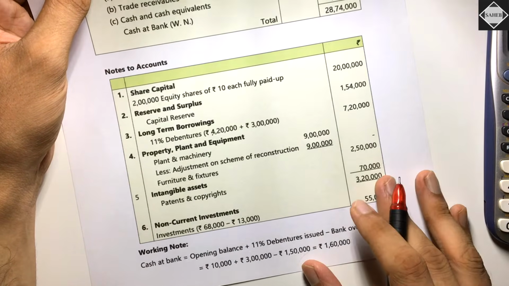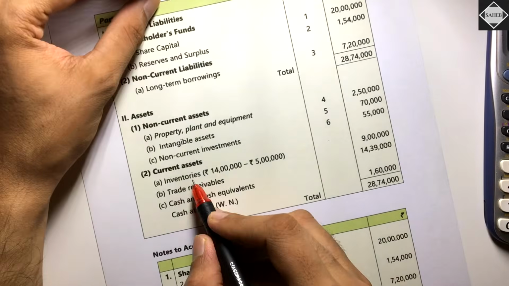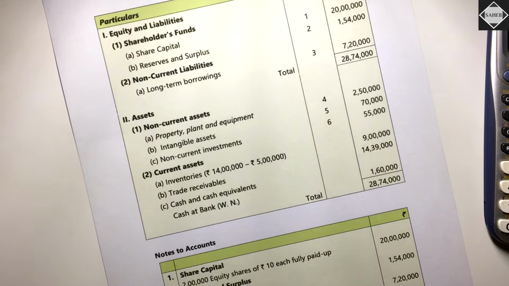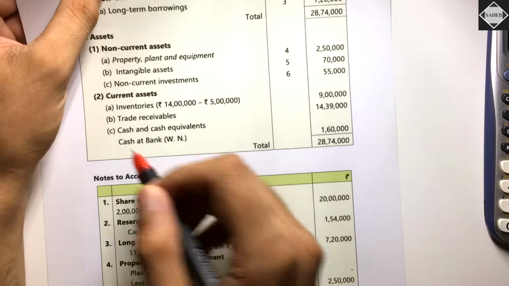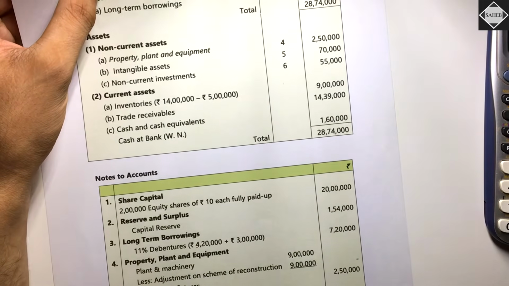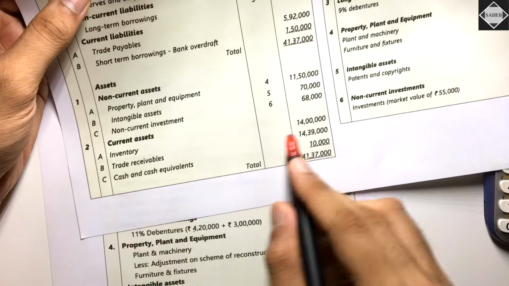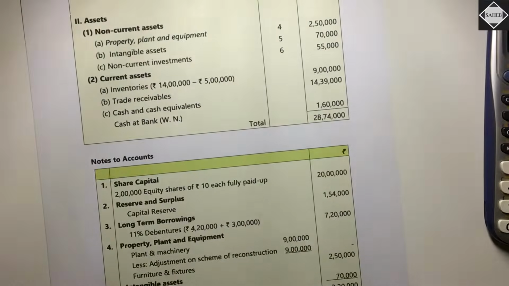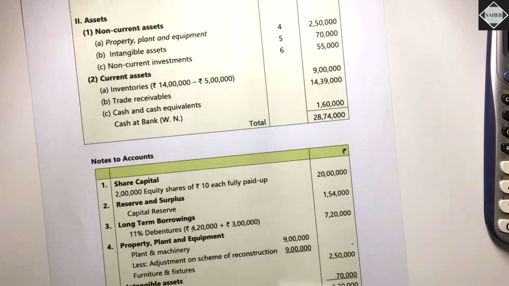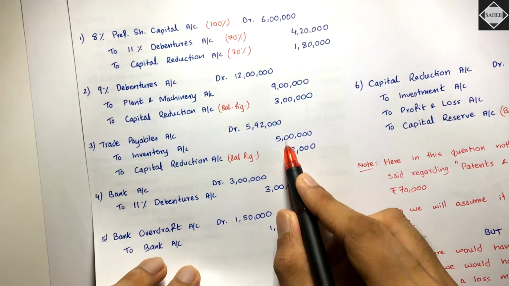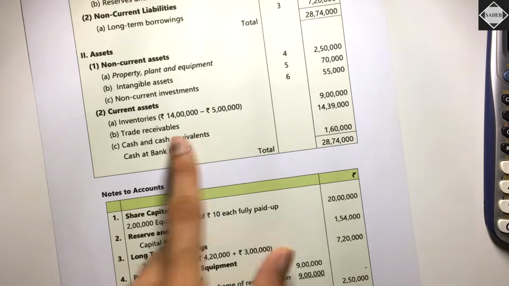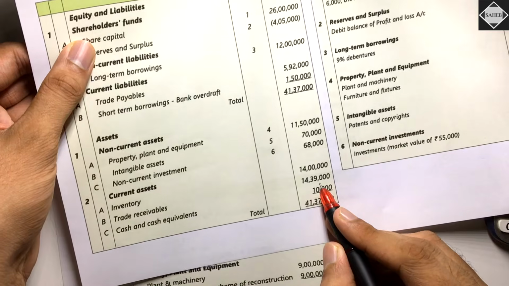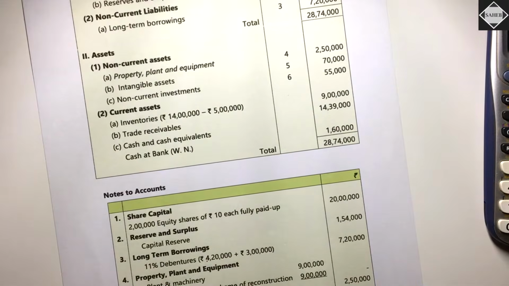Clear. And then we have inventories. What happened to inventories? 5 lakh worth of inventories was taken over by the creditors, the trade payables. In the old balance sheet the total inventories were 14 lakhs. So 14 lakhs minus 5 lakh, since inventory was credited by 5 lakh, you have to subtract it. So that's equal to 9 lakh. And then trade receivables are as they are, there is no change. 14 lakh 39,000 in the old balance sheet, and in the new also 14 lakh 39,000.